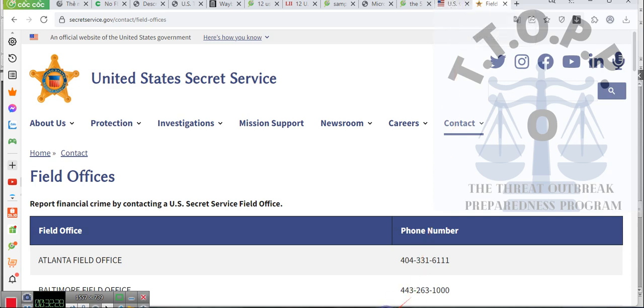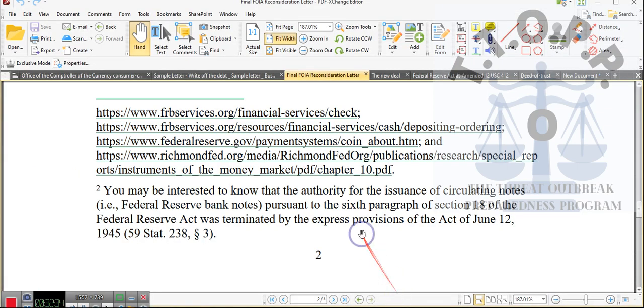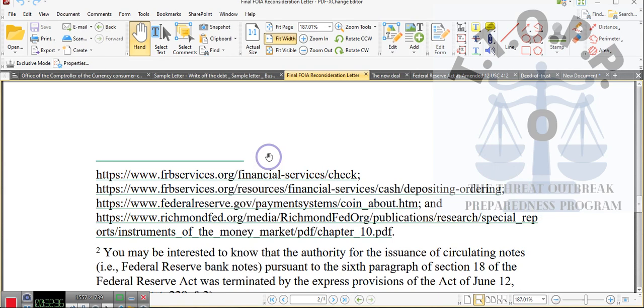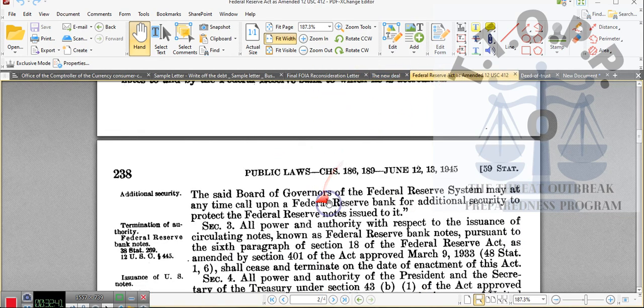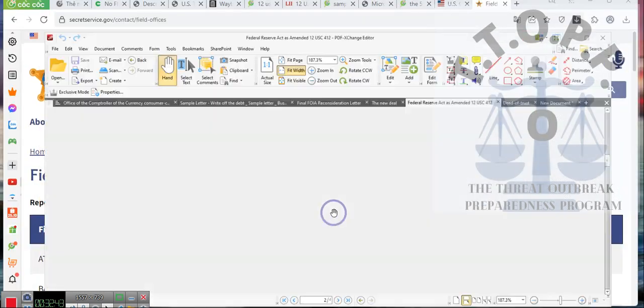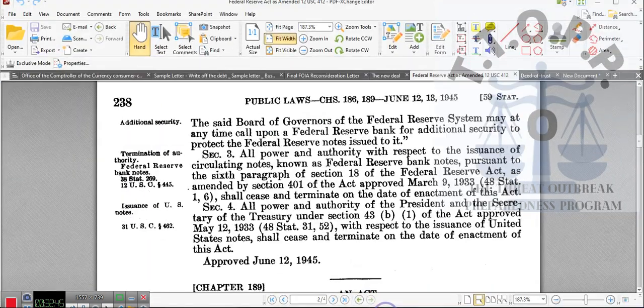Ladies and gentlemen, you all need to understand. Uh-oh, it ain't moving. I'm clicking on it, but I can't come in. Ladies and gentlemen, it's going to come back one more time. This right here, ladies and gentlemen, is the Federal Reserve Act.